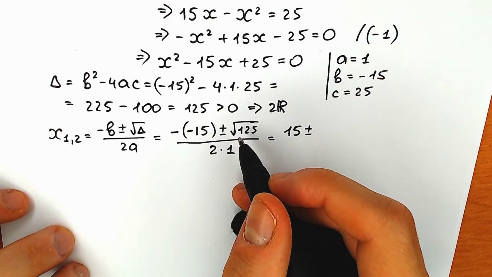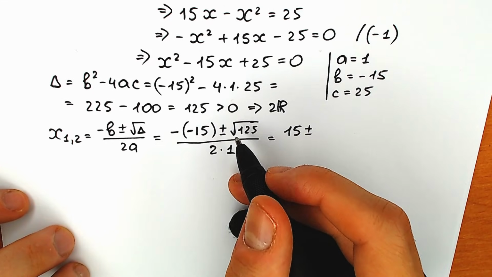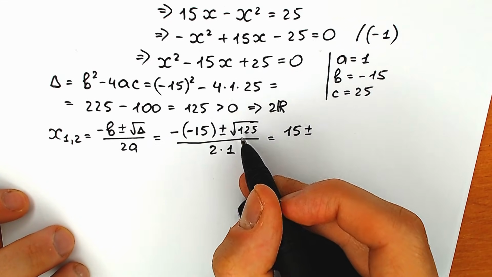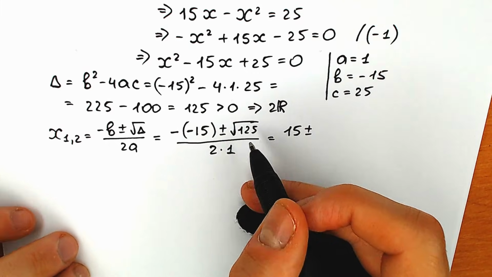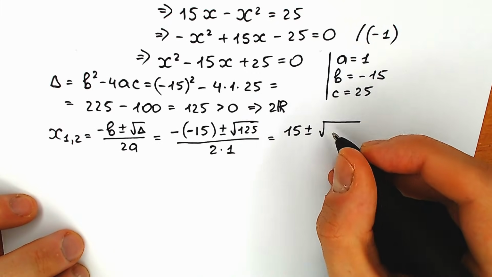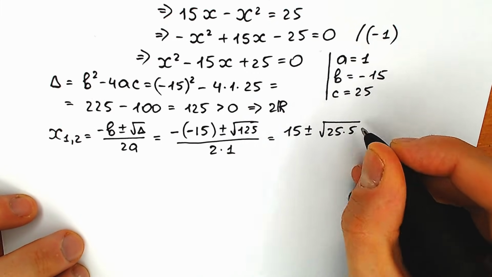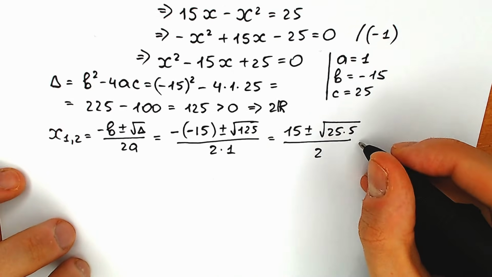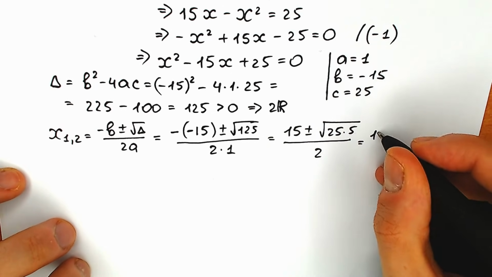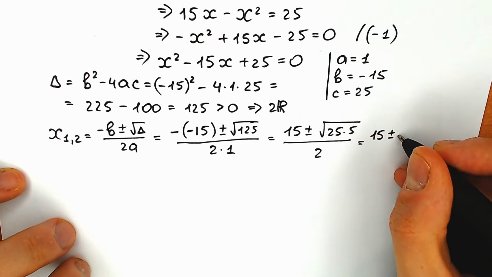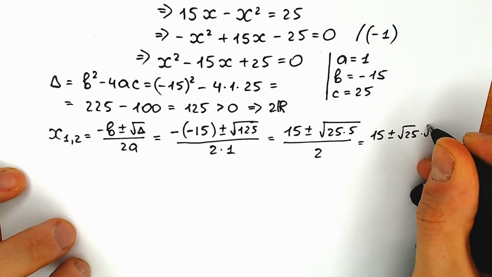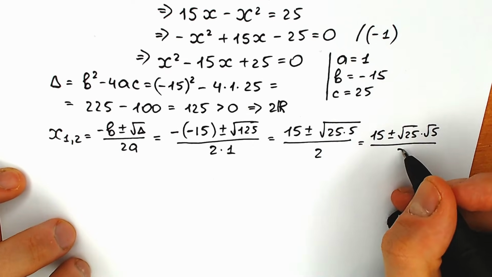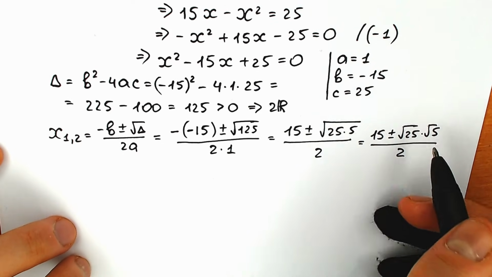This is not a table case. We know the square root of 100 equals 10, the square root of 121 equals 11, but this 125 is also a really great number because we can express it as 25 times 5, all over 2. And now this square root sign we can easily split, we can write it as square root of 25 times square root of 5. This is a well-known square root property, all over 2. So I hope you understand this expression.